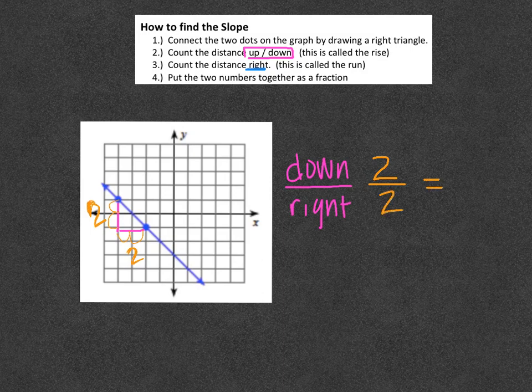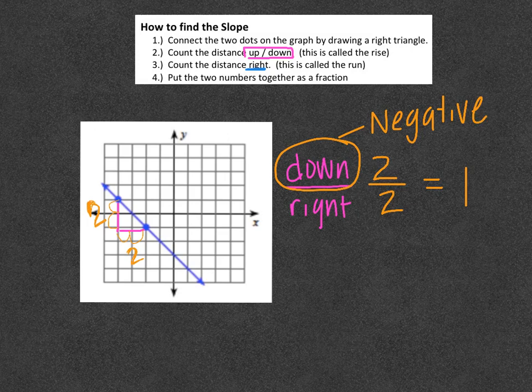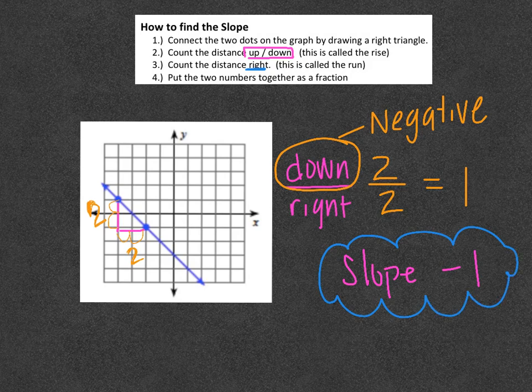2 over 2 can simplify, and that's going to be 1. However, we said that this line went down. And in math, down means negative. Therefore, my final answer for this one, the slope would be -1. Two over 2 simplifies to be 1, and then because this line was going down, down's going to be represented by negative.